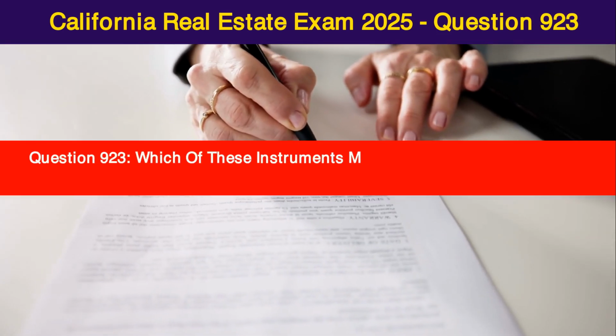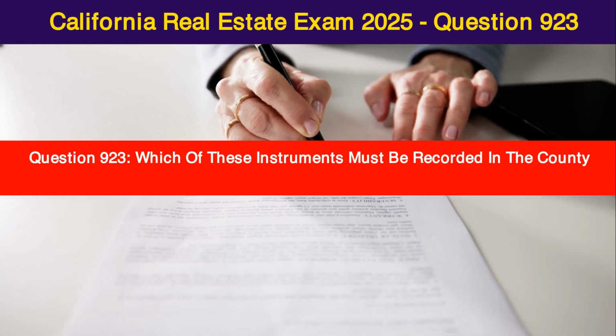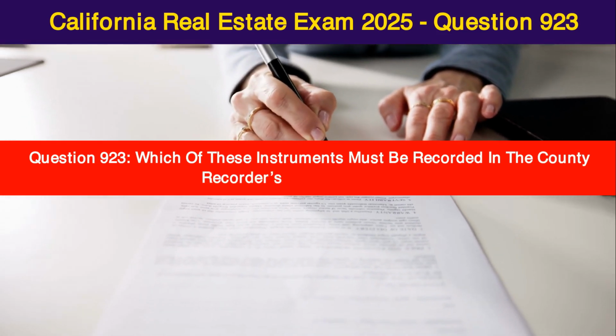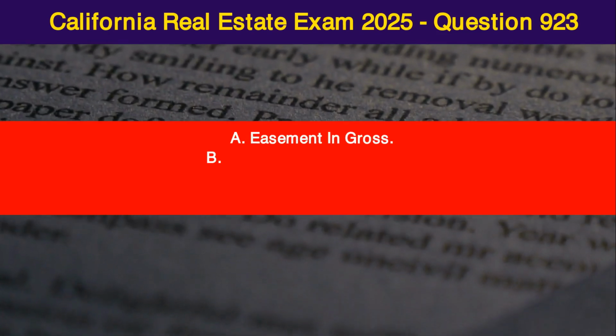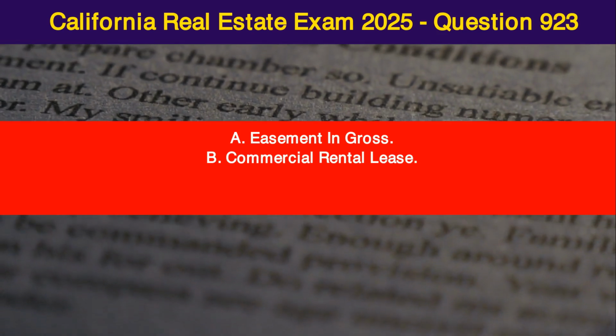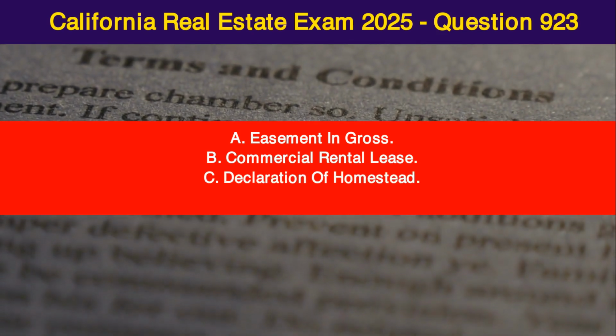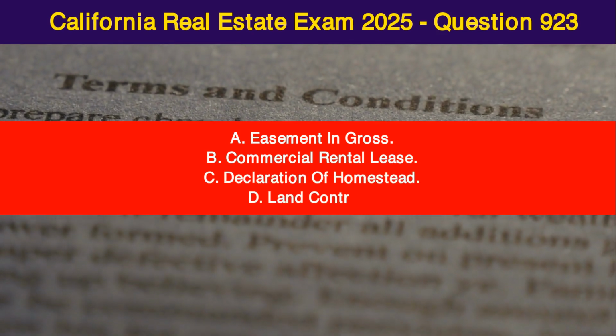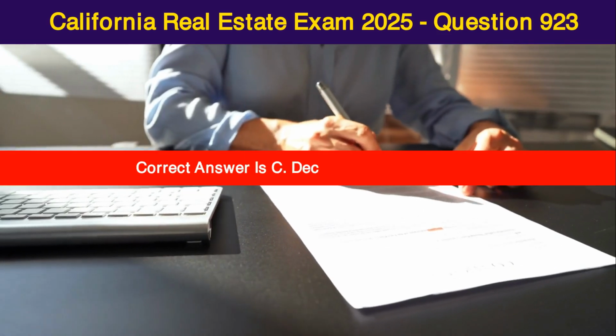Question 923. Which of these instruments must be recorded in the county recorder's office to be valid? A. Easement in gross. B. Commercial rental lease. C. Declaration of homestead. D. Land contract. Correct answer is C.